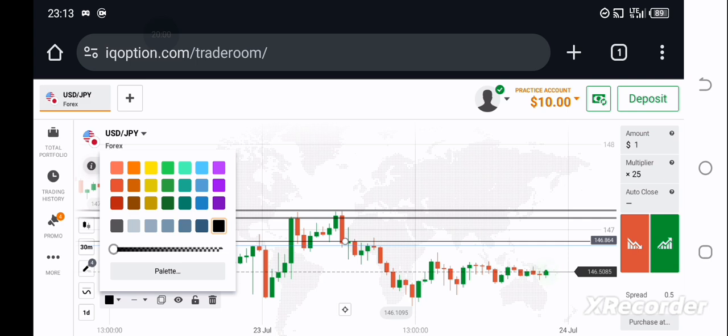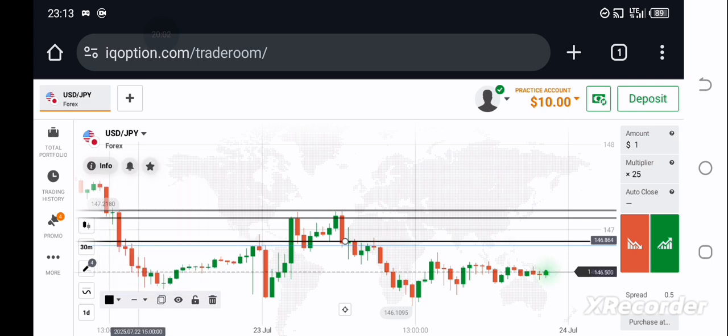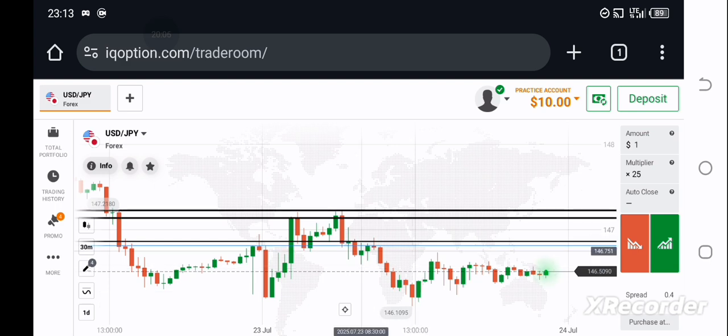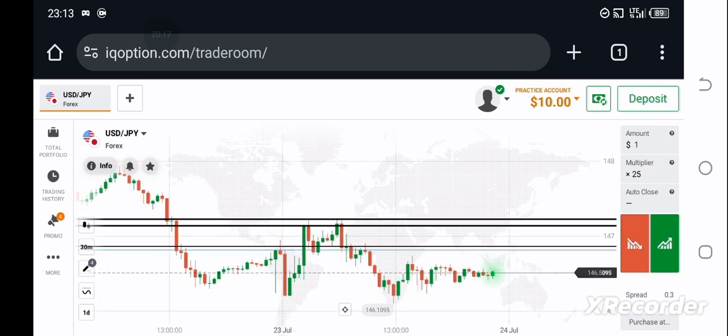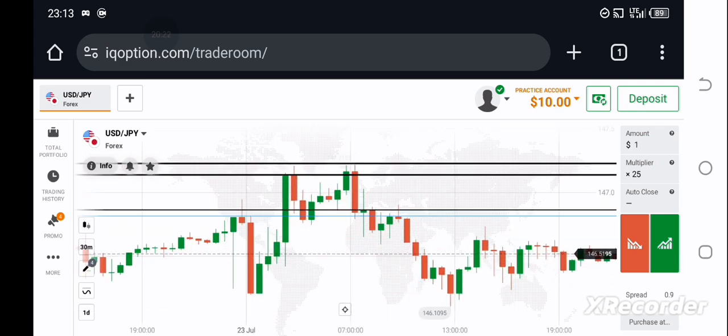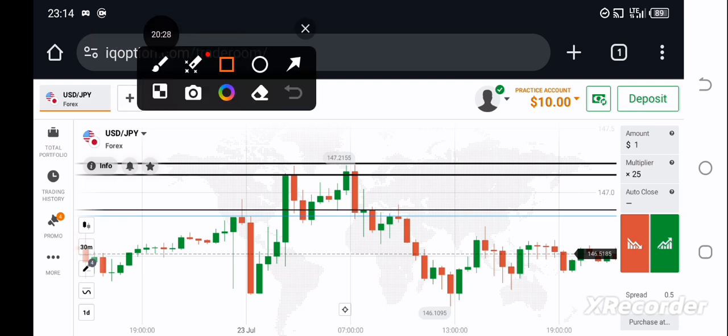Let me just make it black and a bit bold. So let us leave it at that. So that's the neckline. The lower line I drew is the neckline, this complete area here. I've taught you about the neckline. This is the neckline.